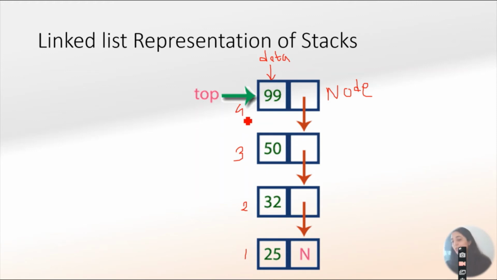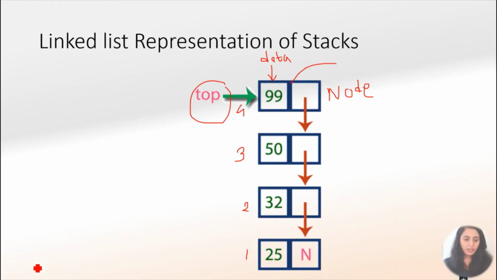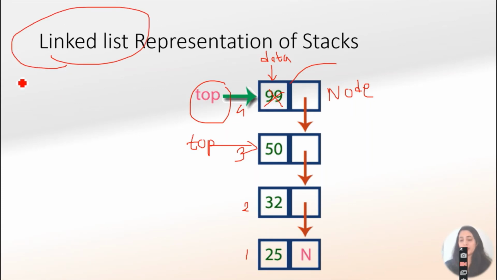If I want to remove something from the stack, I will remove from the top. That means 99 will get deleted now. It will be popped out. When 99 is popped out, my top will be pointing to 50 and so on. So I am pushing and popping all the elements from the top of the stack. So this is a stack representation using linked list.